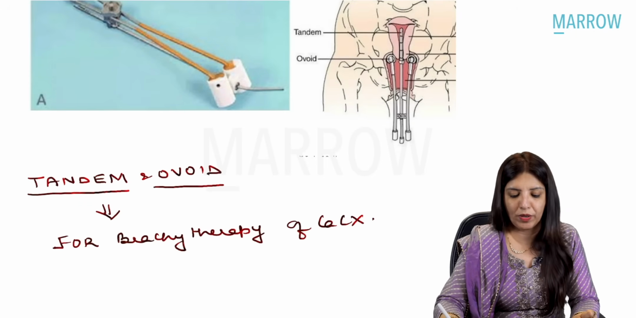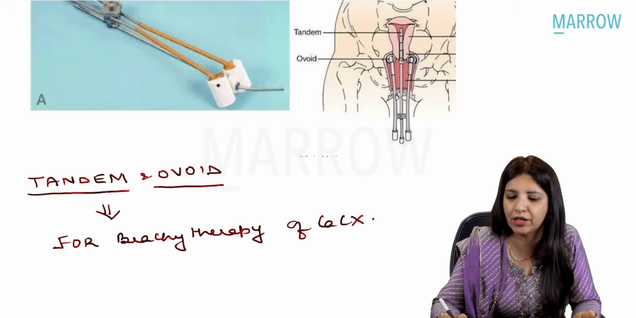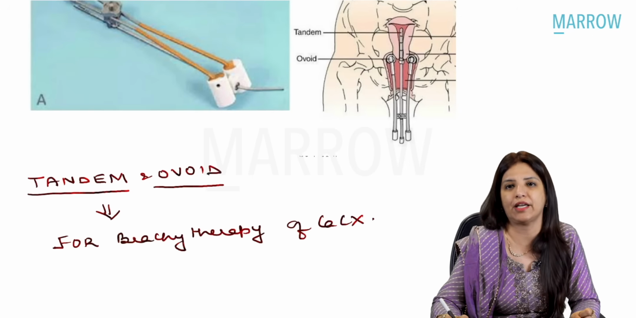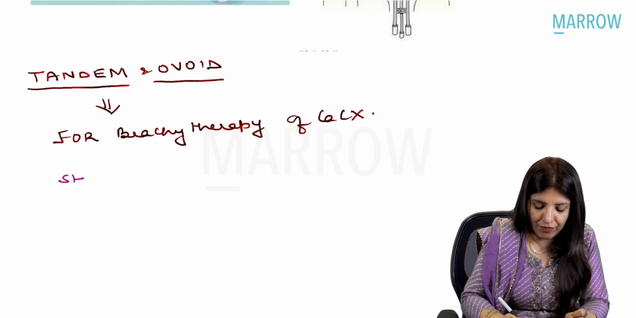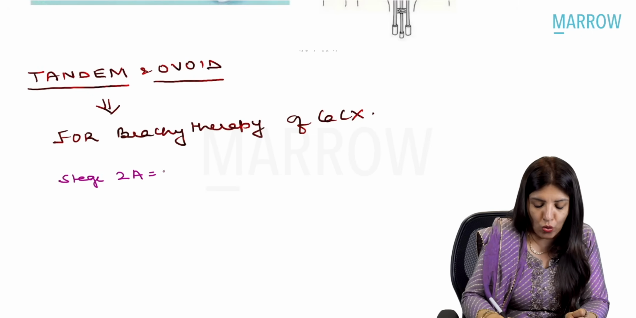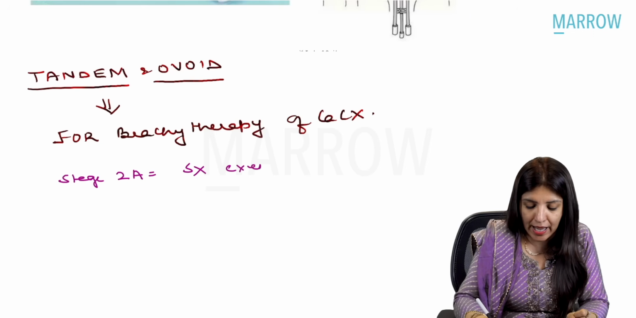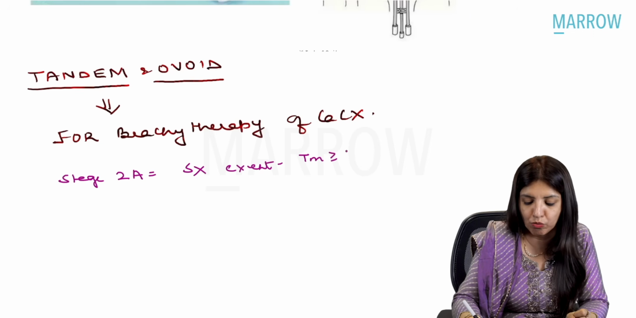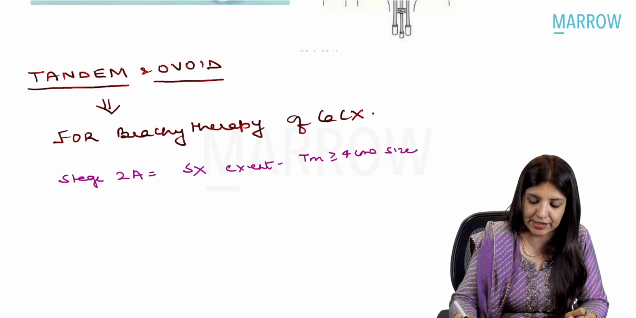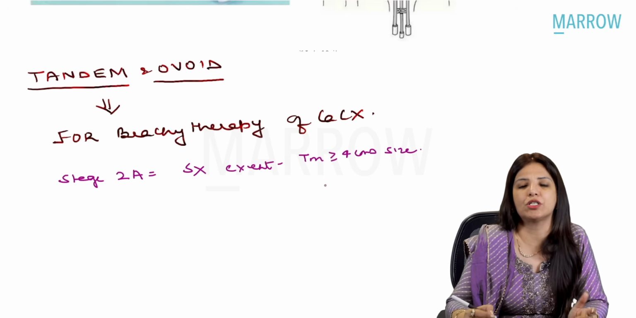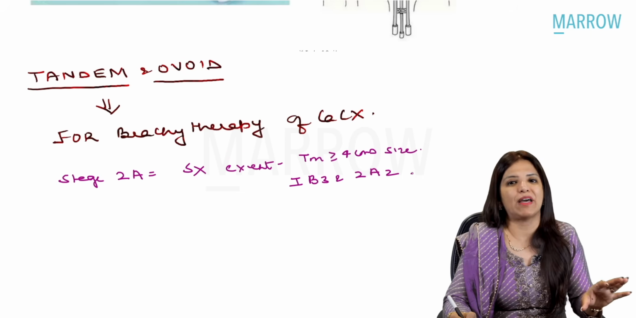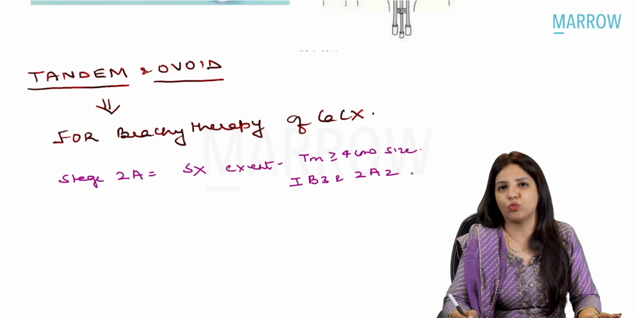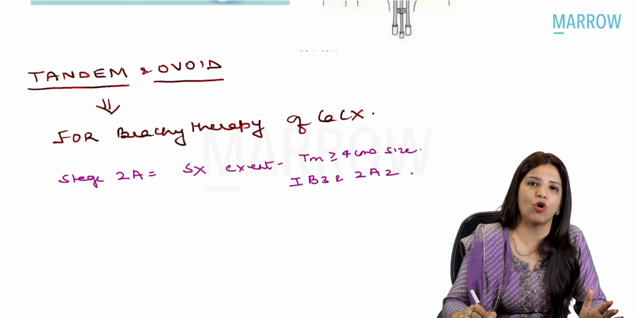Now these instruments over here, this is a tandem and an ovoid, and this tandem and ovoid is used for brachytherapy in case of cancer cervix, right? Now tell me, in case of cancer cervix, please remember that up till stage 2A, the management of choice is surgery, except whenever the tumor is more than or equal to 4 centimeters in size. And there are two stages in which the tumor is more than or equal to 4 centimeters in size. One is 1B3 and the other is 2A2. So up till stage 2A, management is surgery, except for stage 1B3 and 2A2. In both these stages, you have to go for chemoradiation.